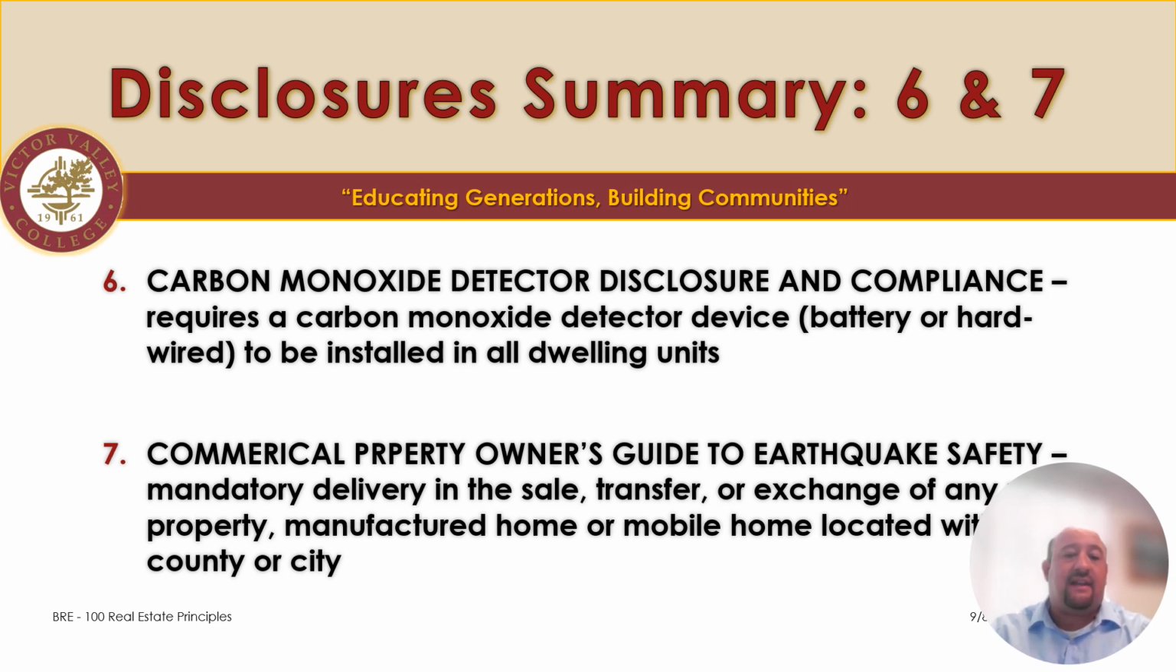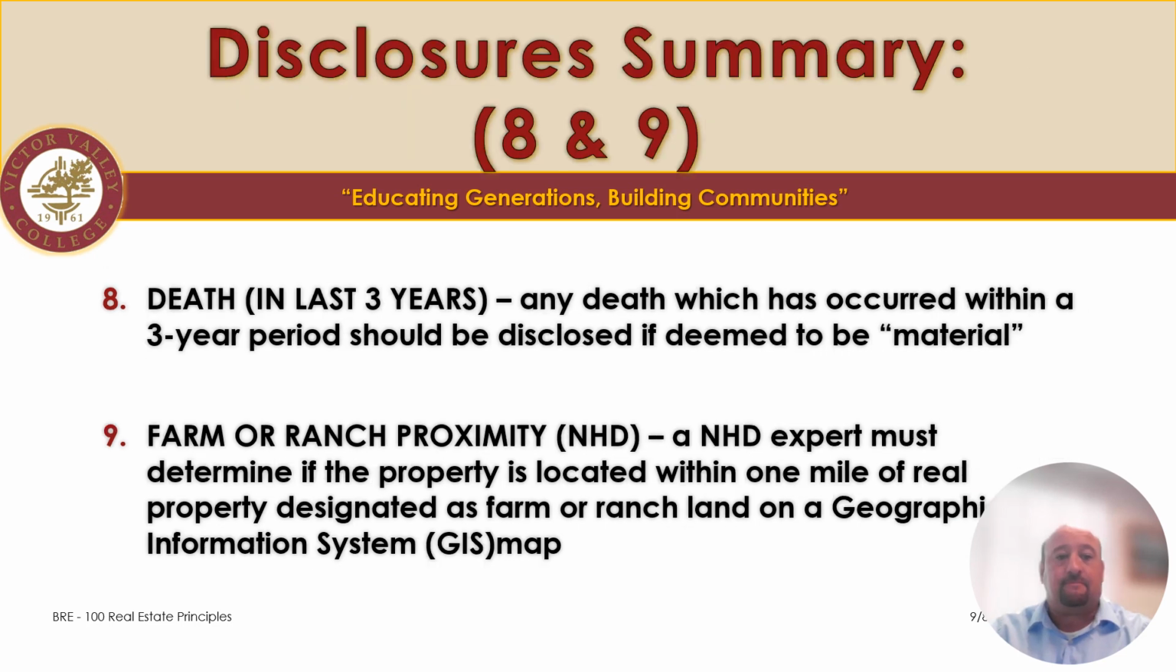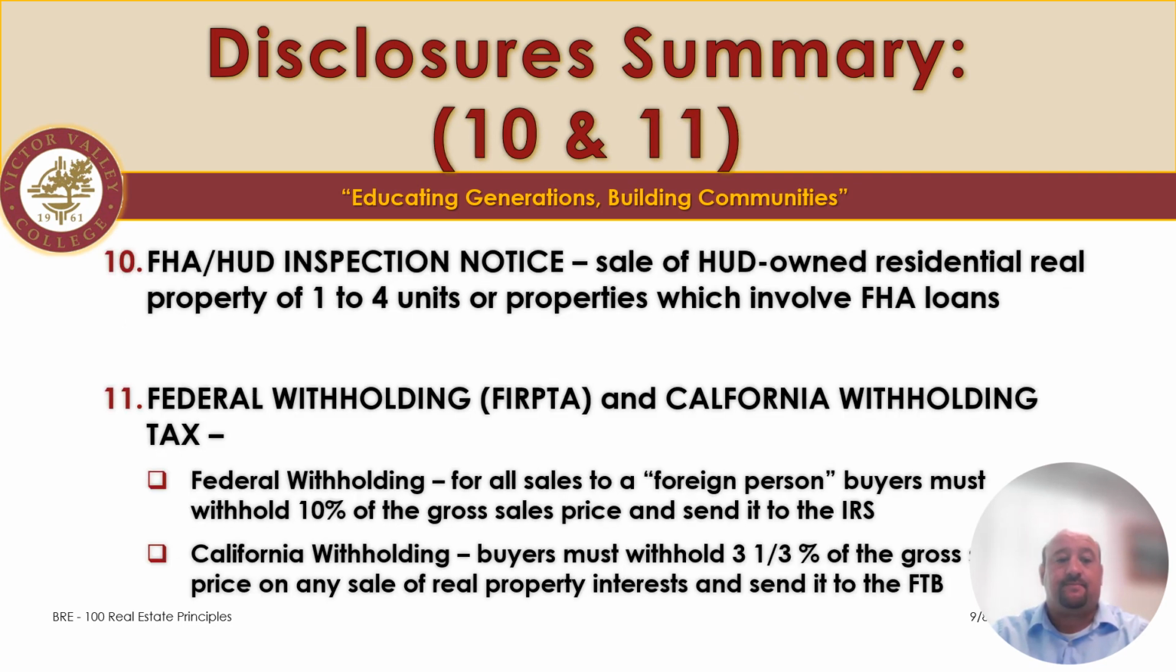Okay, carbon monoxide is required now, so carbon monoxide detector disclosure. There's also an earthquake safety book that has to be given to the buyer from the seller. You have to remember any death within the last 3 years on the property must be disclosed. And if the property is in close proximity to a farm or ranch, that is reported as part of the NHD. So the seller doesn't actually report that themselves.